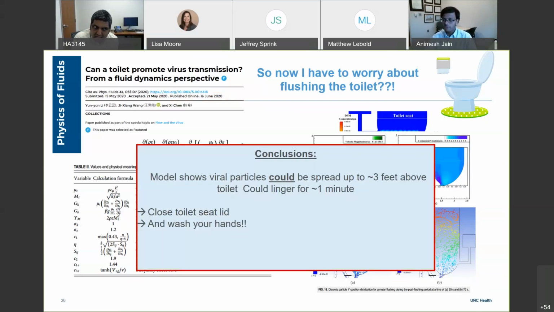Again, this was not real virus. They didn't actually measure virus. They just modeled it. And their conclusions from the study were you should close the toilet seat before you flush, you should wash your hands, and perhaps even cover the toilet seat. I don't know how practical this is. And again, this is not real viral spread, but this is out there. This particular article got a lot of attention and a lot of media coverage, so you may be hearing this.